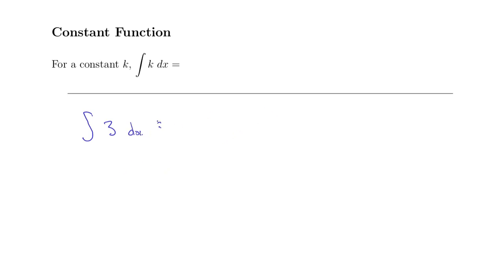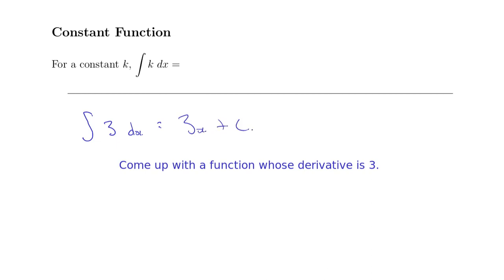So again, what we're doing is we're trying to come up with a function whose derivative is 3. And once we think about it this way, it's not too hard to come up with it. We're going to say, okay, the function whose derivative is 3 is 3x, and then of course we can add any constant plus c. That's going to be the same for any constant. For any constant, all we're going to be doing is adding that variable. So for any integral of k dx, that's going to be kx plus c. Done.